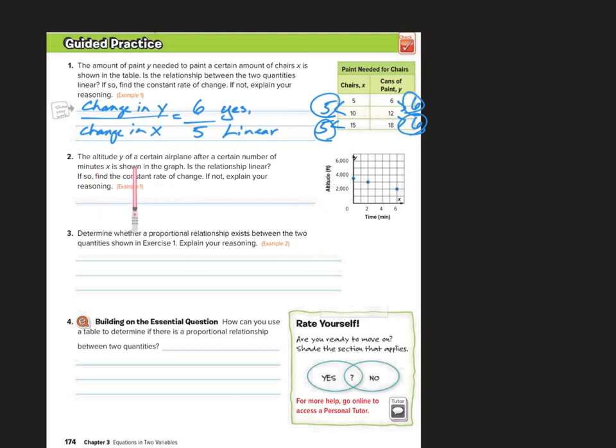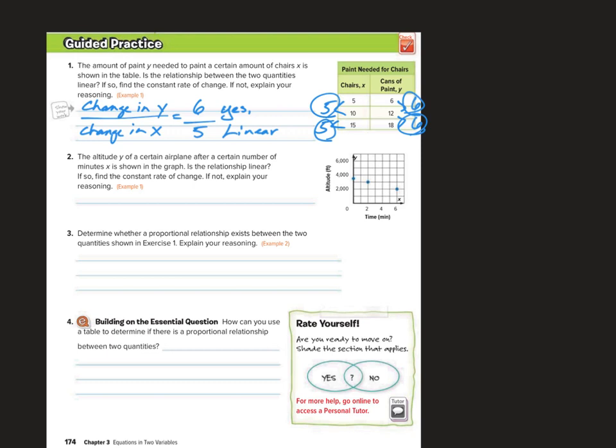The altitude y of a certain airplane after a certain number of minutes x is shown in the graph. Is the relationship linear? If so, find the constant rate of change. If not, explain your reasoning. So to work on this problem, first we have to interpret some of the data here.